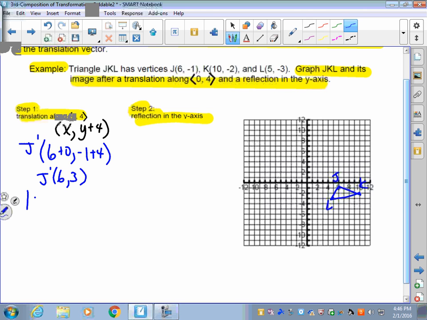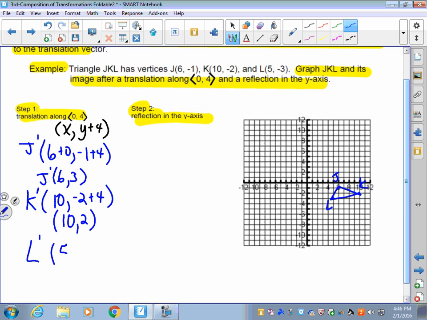So if you want to show the application of the rule, this is going to be 10, and then -2 plus 4, and then we simplify that and get 10, 2 for K prime. And then we'll do the same thing for L prime, so that stays the same, 5, and then -3 plus 4. So we get 5, 1. All right, and then we're going to graph that translation.